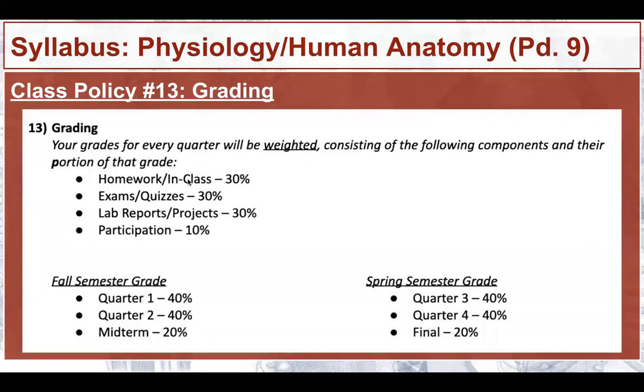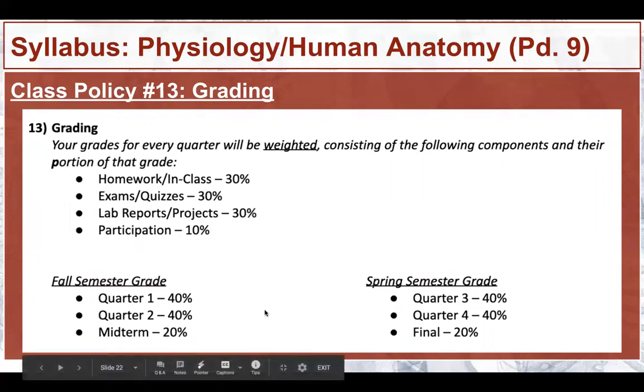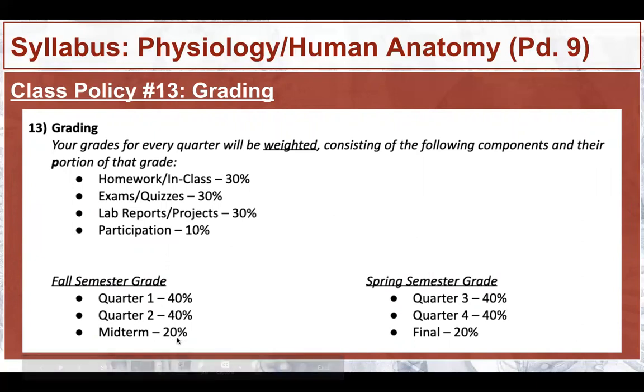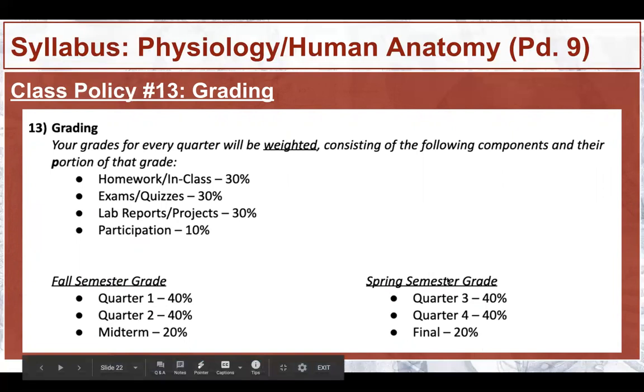Your grades will be weighted every quarter, so you get 30% for your homework and in-class stuff, 30% for exams and quizzes, 30% for lab reports and projects, and then 10% for participation, okay? Your fall and spring semester grades are going to be 40% for each of the quarters, and then 20% for the midterm or the final, and then your yearly grade will be 50% fall, 50% spring.